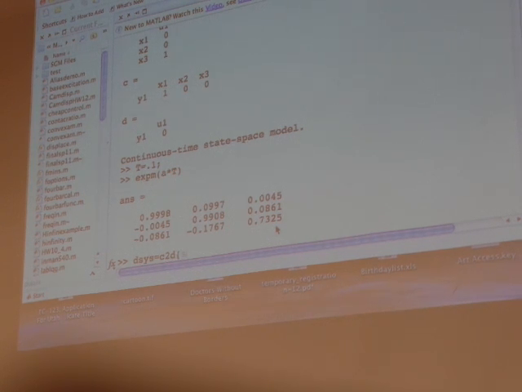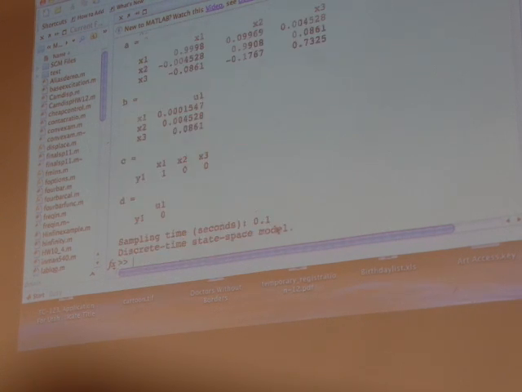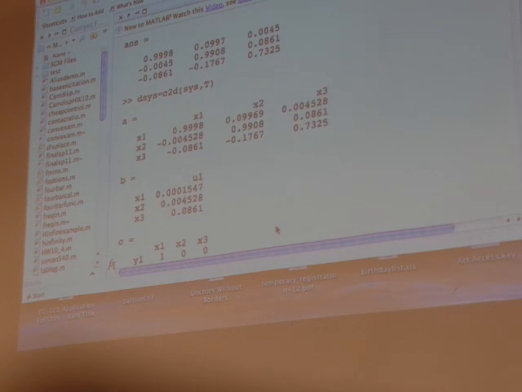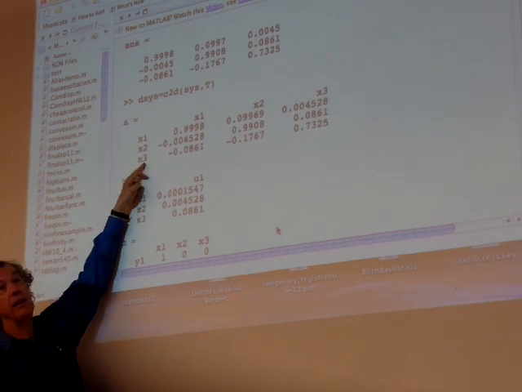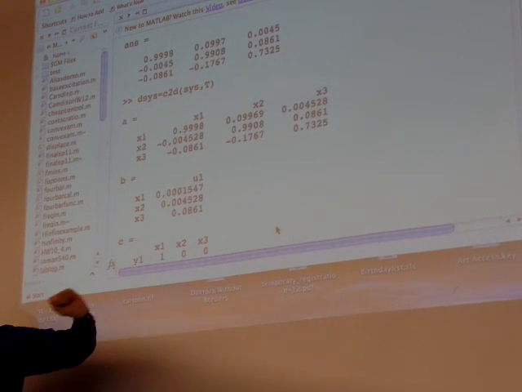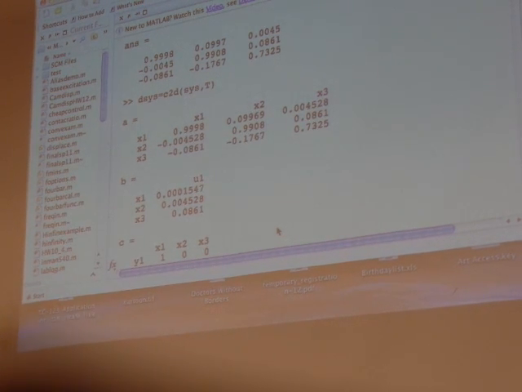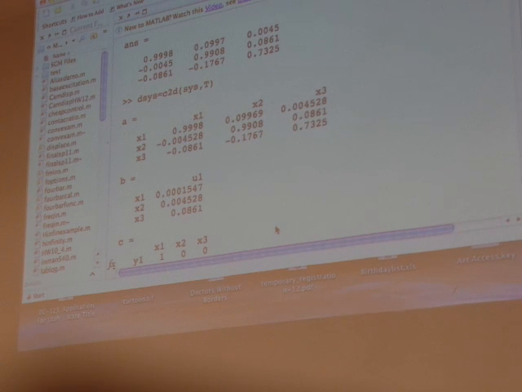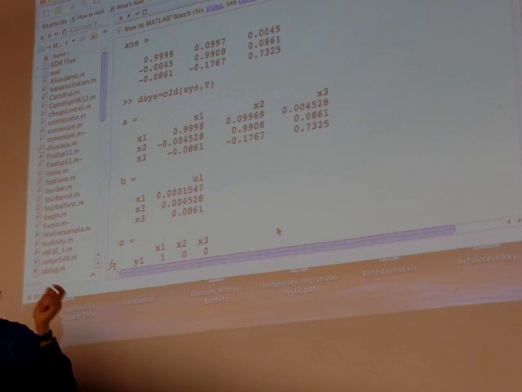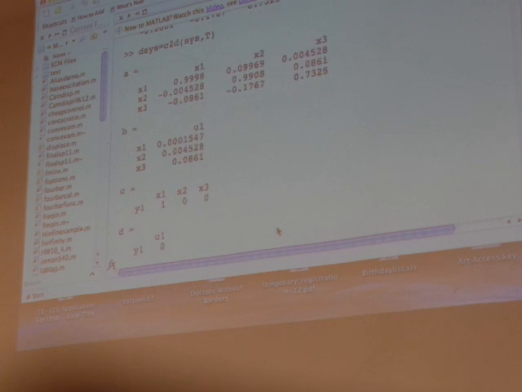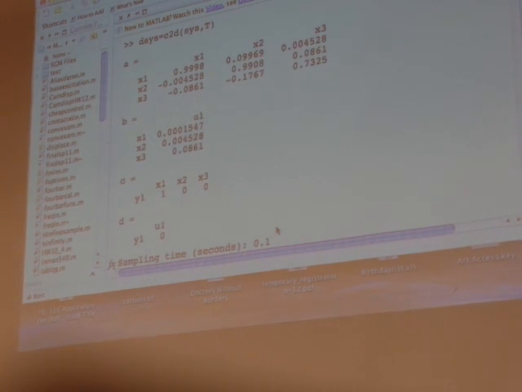Okay, so I just put in my system, and I need a time step. And there it is. Now, this A here is really the G matrix that I wrote. It's a discrete A matrix. Notice it is the state transition matrix that I computed. The B matrix is solving the convolution integral for this time step. The C matrix and D are what I had before. They don't change.